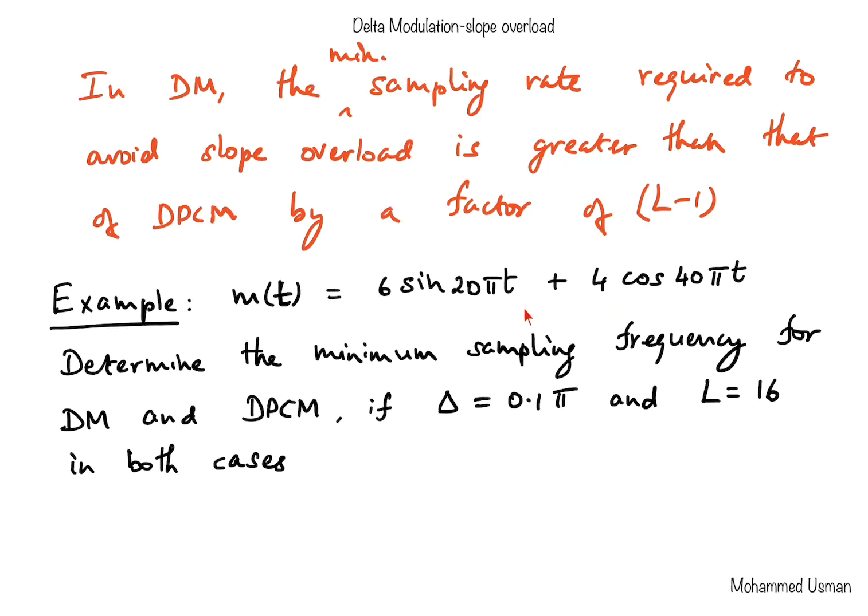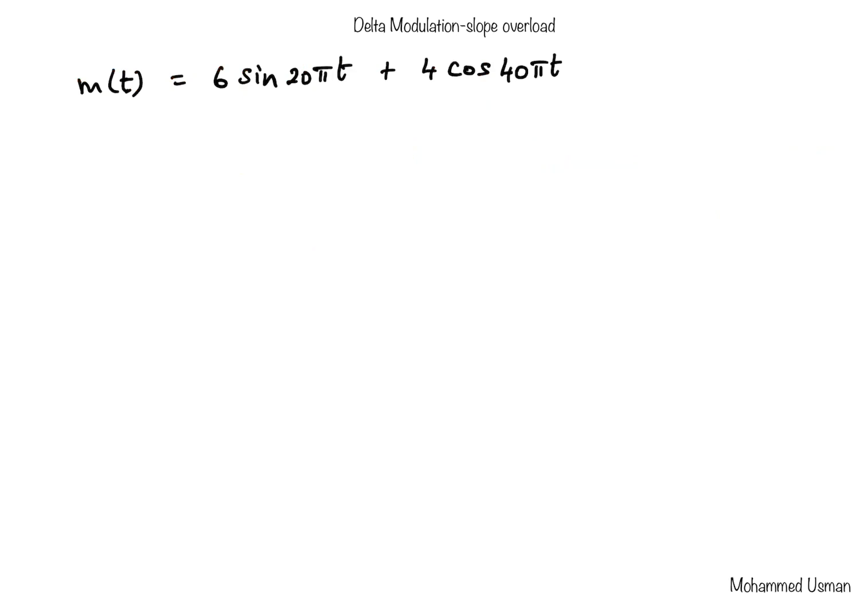and we want to find out what should be the minimum sampling frequency for this signal if applied to a delta modulation system and a differential pulse code modulation system, given that it has a certain step size delta and a certain number of quantization levels L, which are the same for both the DM and DPCM. Okay, so let us evaluate what should be the minimum sampling frequency for both these cases. So we have this M of t. The first thing we need to do is find the slope of this.